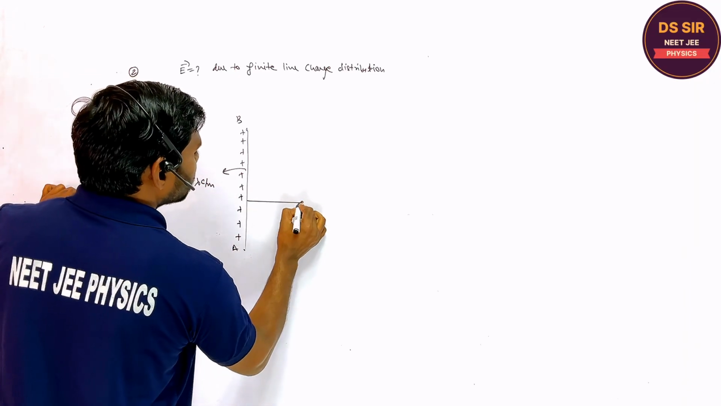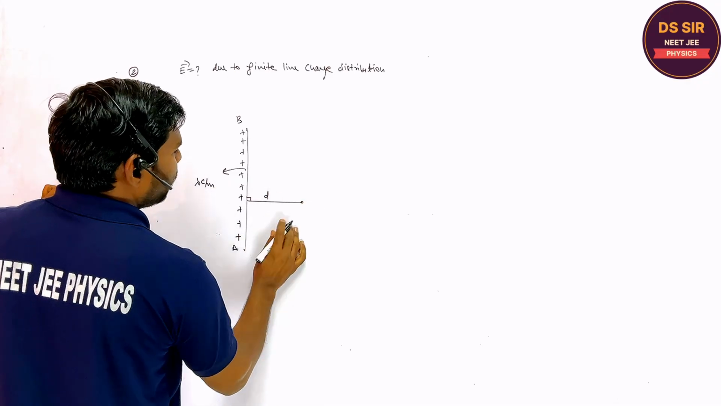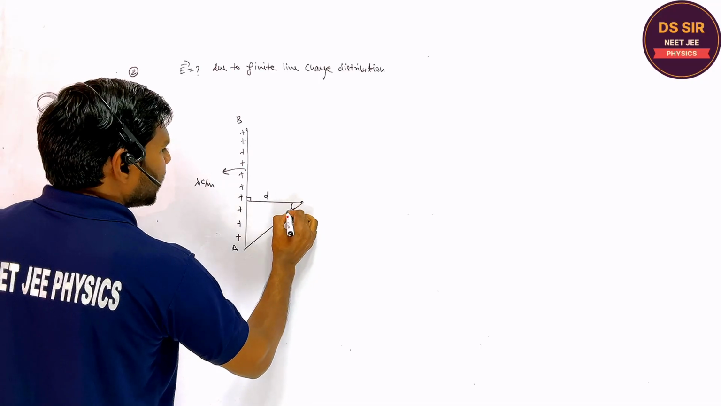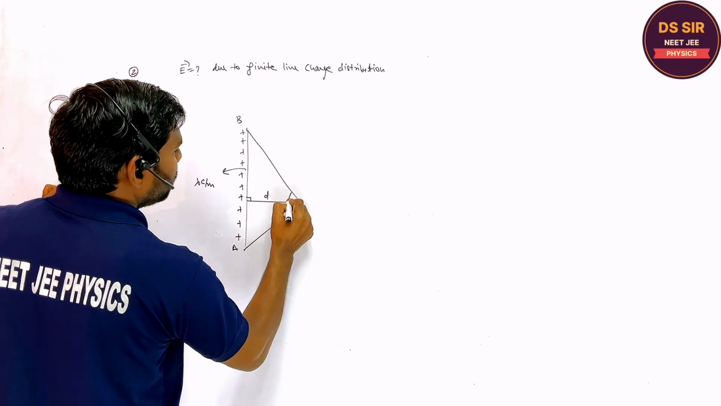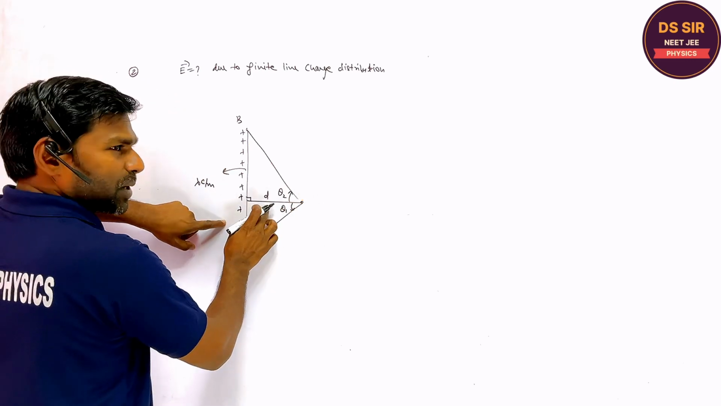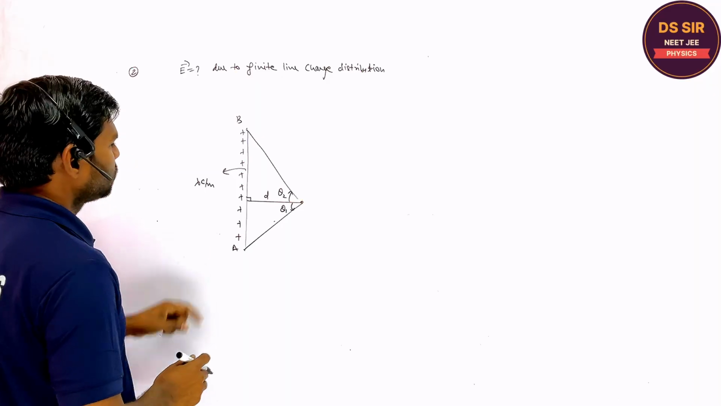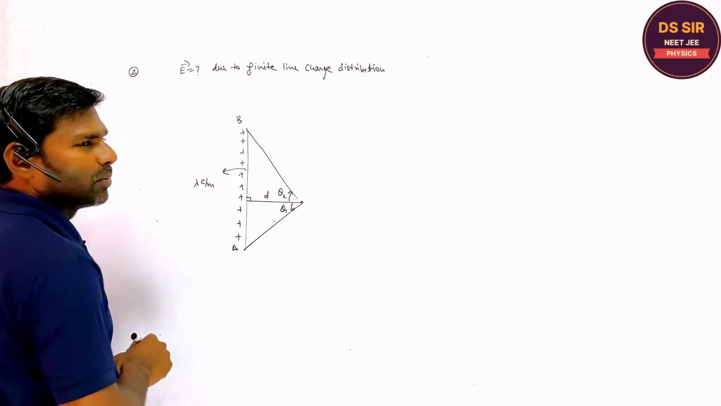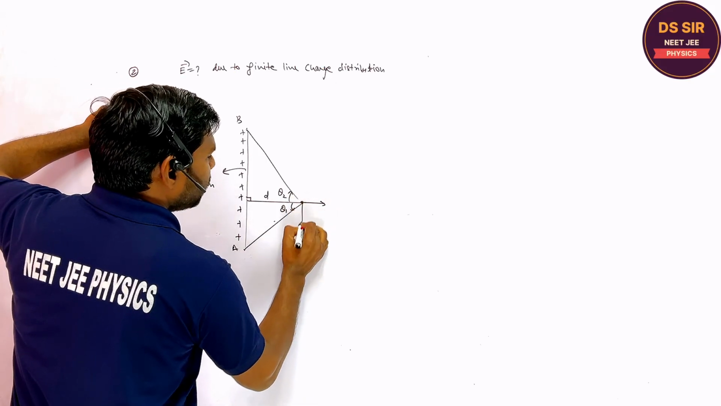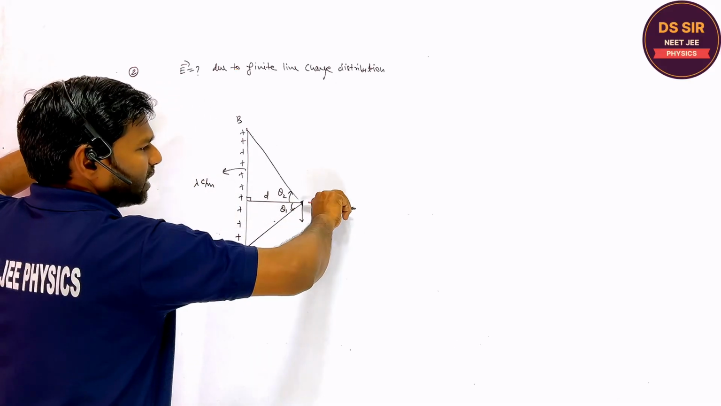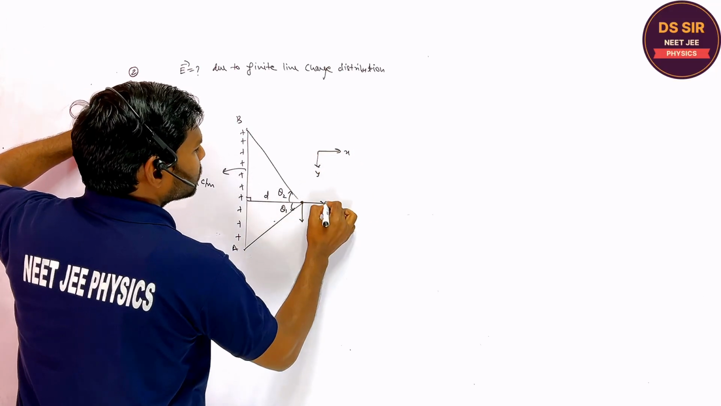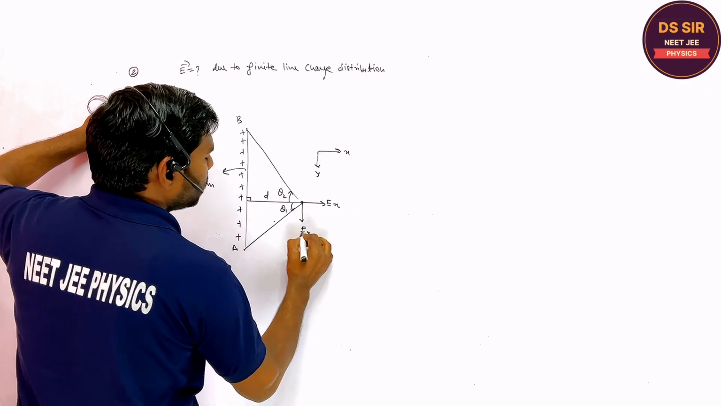And this is the point P at distance D, where you have to find the electric field, such that point A makes the angle theta 1 and point B makes the angle theta 2. So you have to find the electric field at perpendicular distance D from the line charge whose linear charge density is lambda coulomb per meter. Listen, one thing: at this point the electric field will be assumed in two directions. If you assume this is the x direction and this is the y direction, it has an x component and a y component.